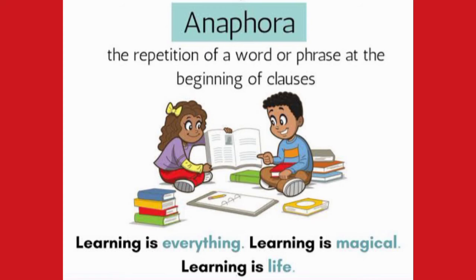The second one is anaphora. It is the repetition of a phrase in a poem. In the poem, various words and phrases are repeated to create a poetic effect. For example, Macavity, Macavity is not there, etc.